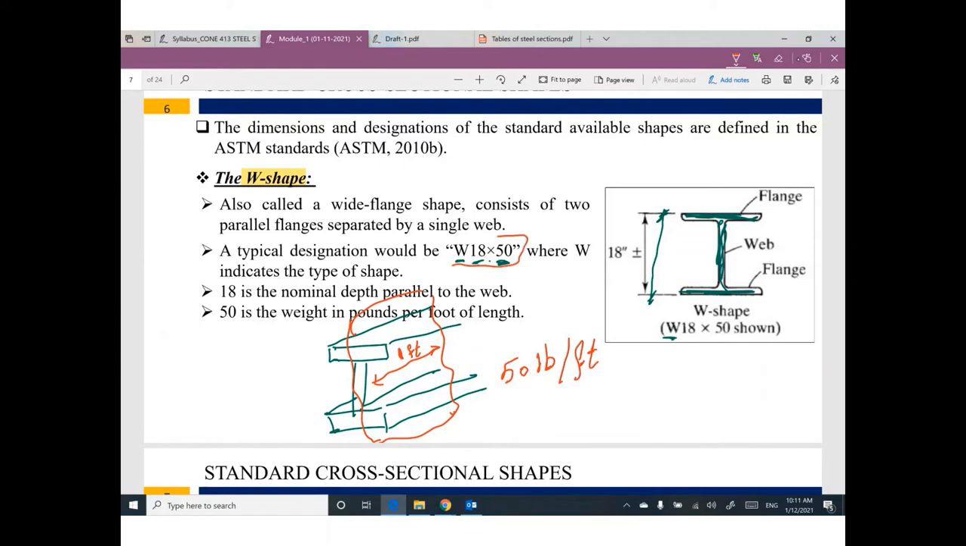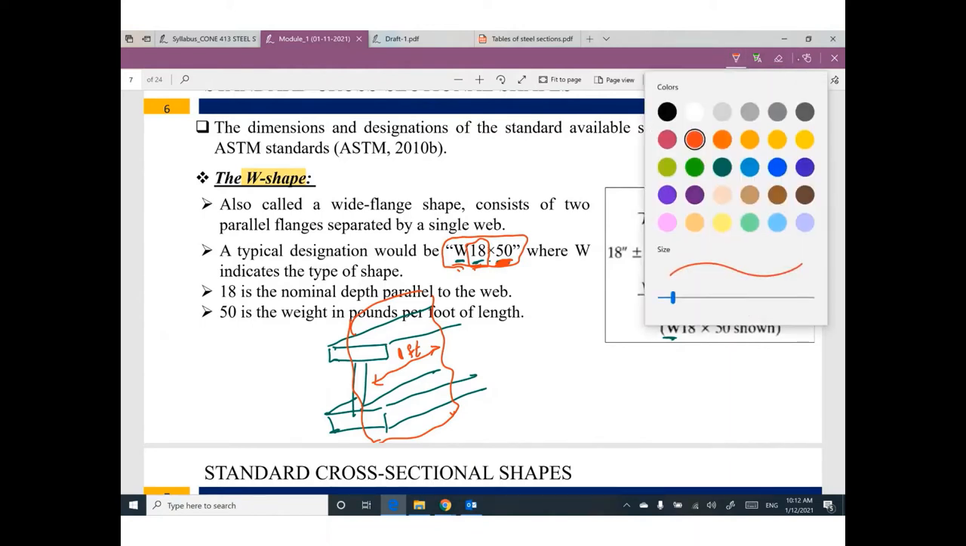This one is very important. Guys, W means W shape. Your flange looks like this exactly. 18, or whatever the first number, means the total depth of the cross section. The second number, whatever the number, means the weight per unit length. Let me ask you a good question, and this question will be needed in this course.